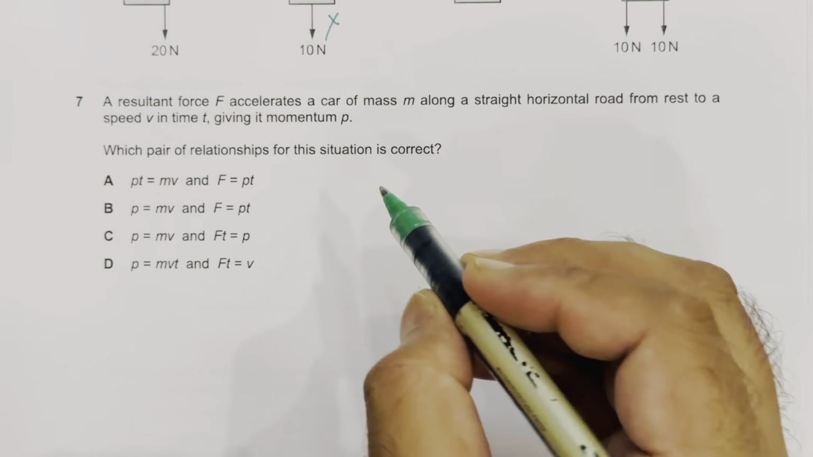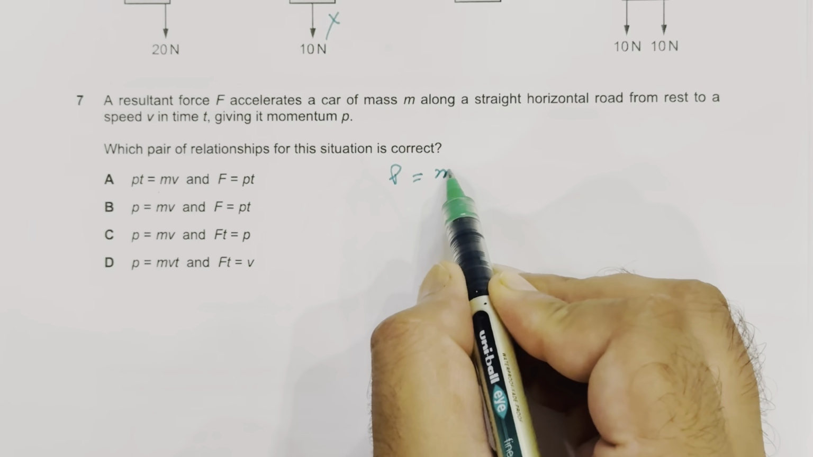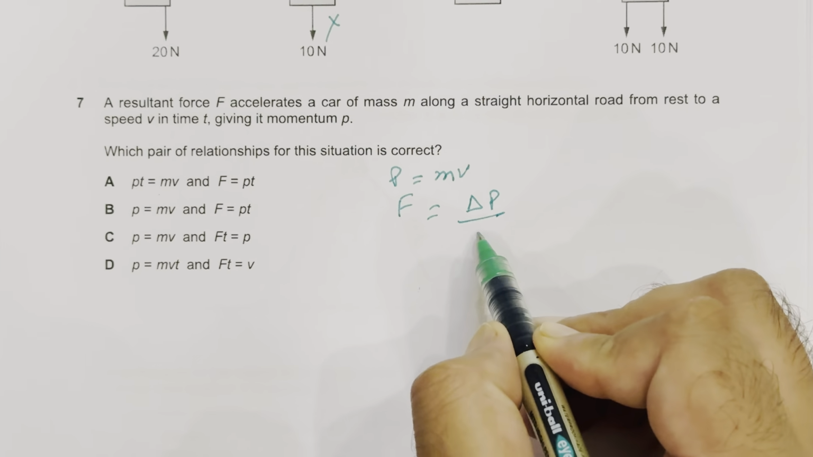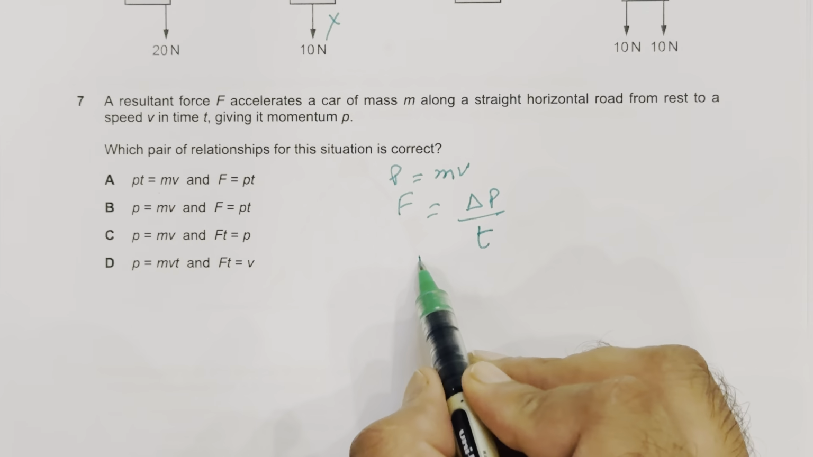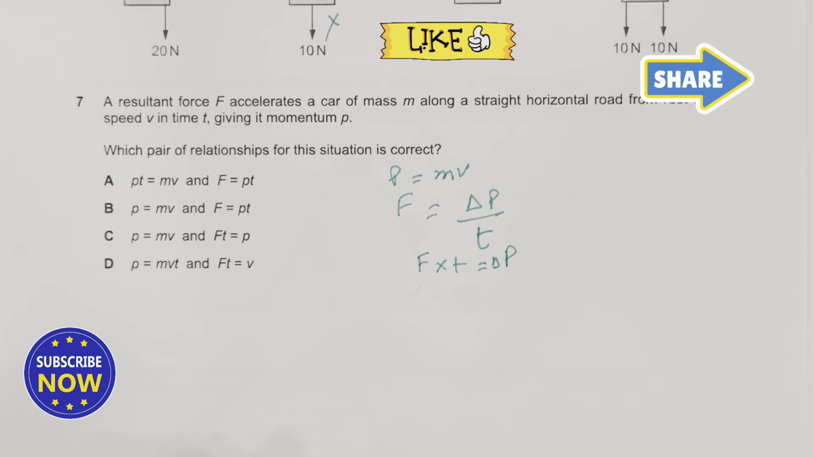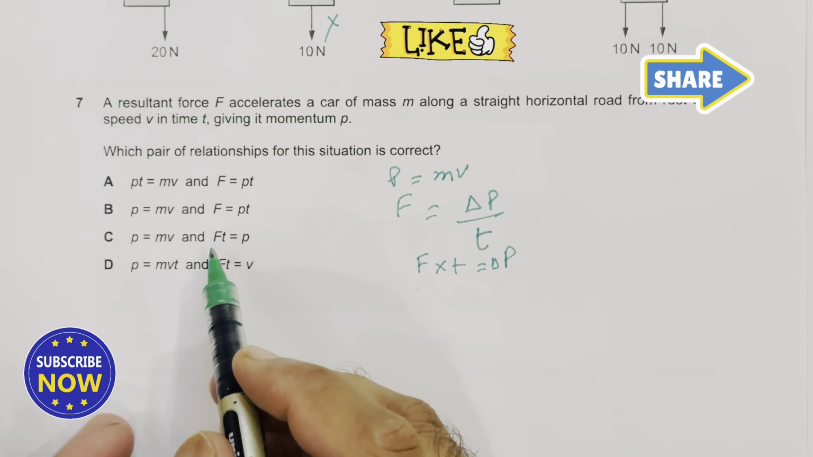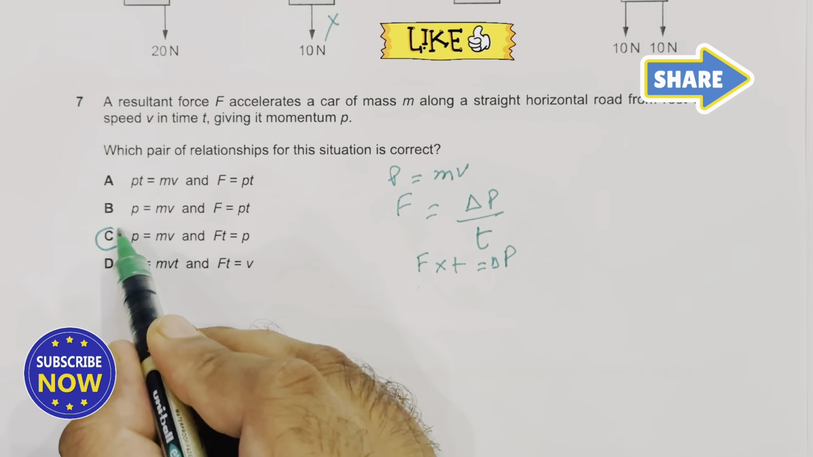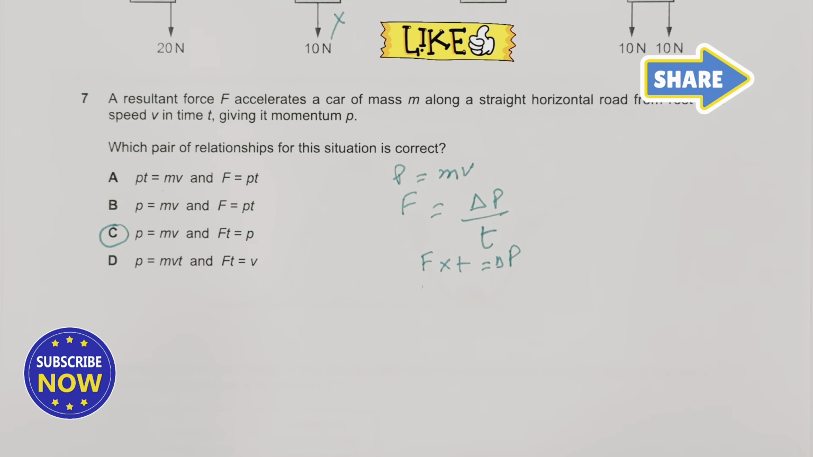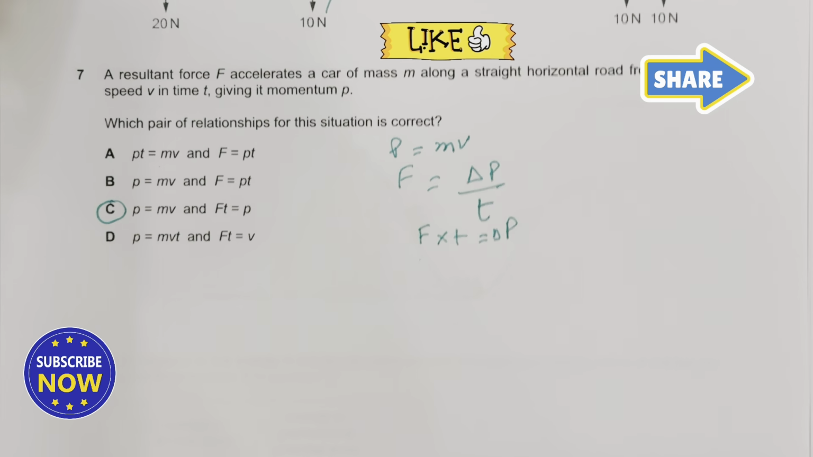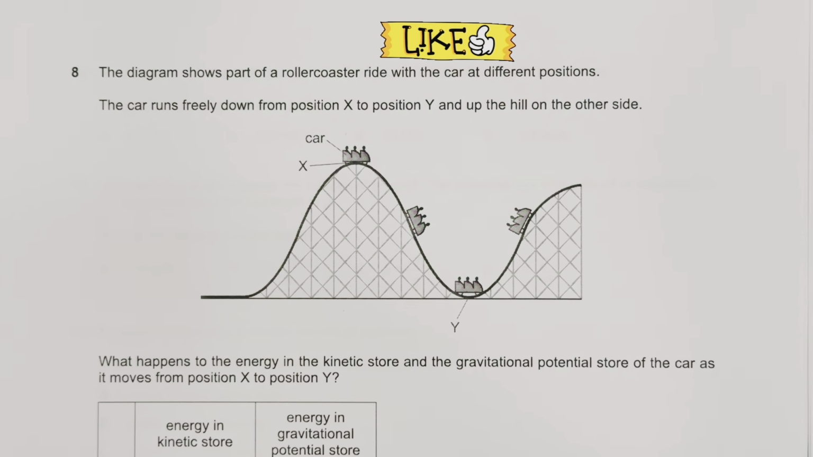Okay, first we know that momentum has a formula of mass into velocity, and we know that force is equal to rate of change of momentum, and when we cross multiply, F into t is equal to the change in momentum. So we're gonna look at which option is a better option here. Is the correct one Ft is equal to p and p is equal to mv? So this is the right option. So option number C is the correct option from our calculations. Okay, this was also an easy question. Moving to question number 8.